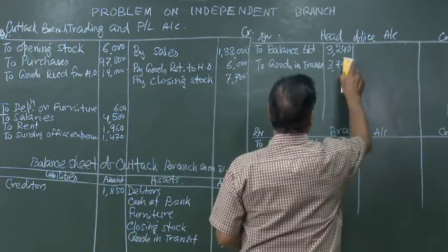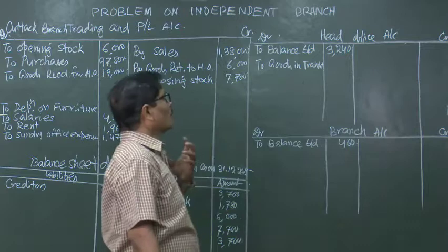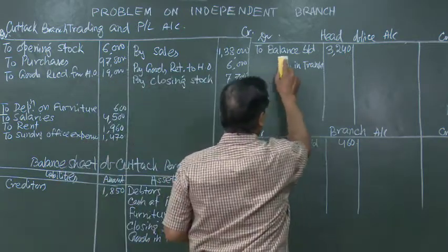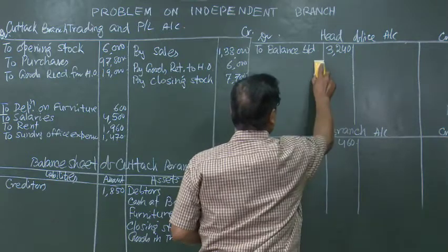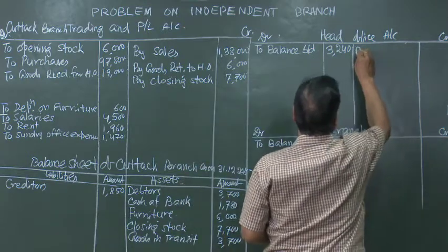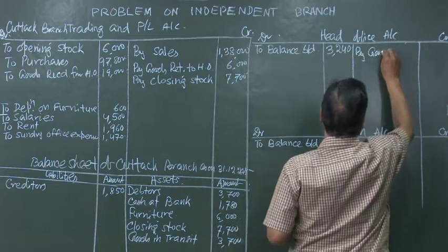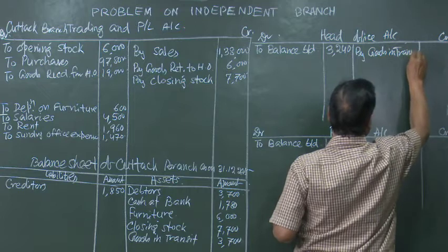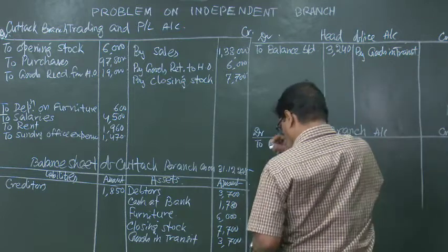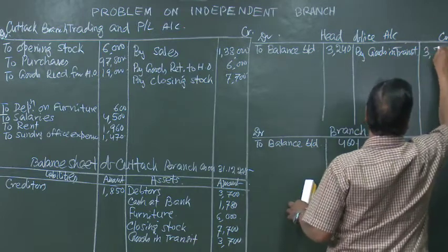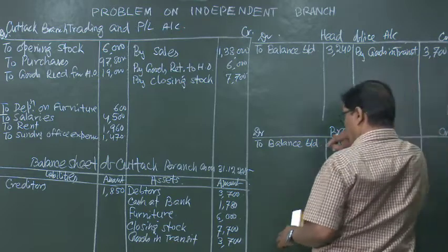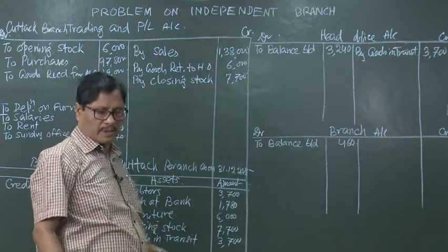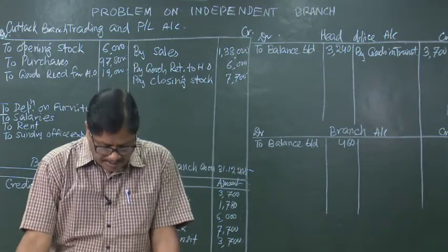The entry is goods in transit account debited to head office account. So, head office account will be credited by goods in transit $3,700. This is the credit effect, and when we are keeping it in the asset side of the balance sheet, it is the debit effect. So, the double entry is being completed.